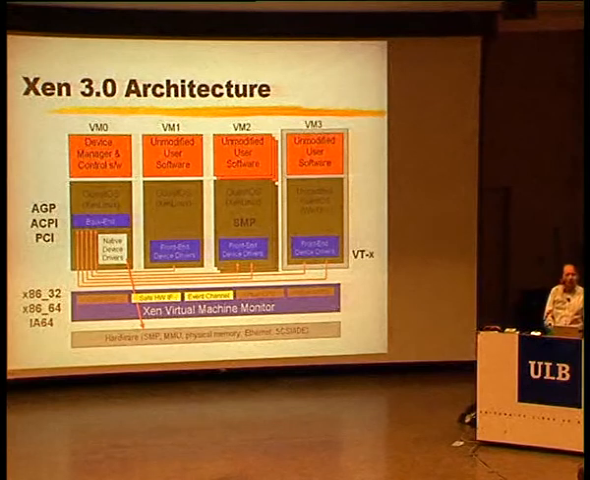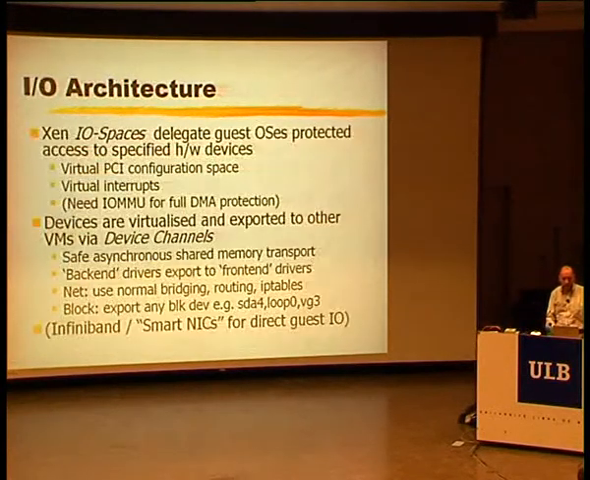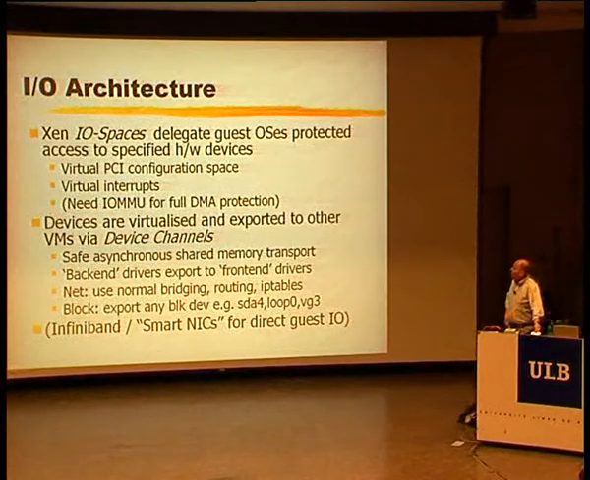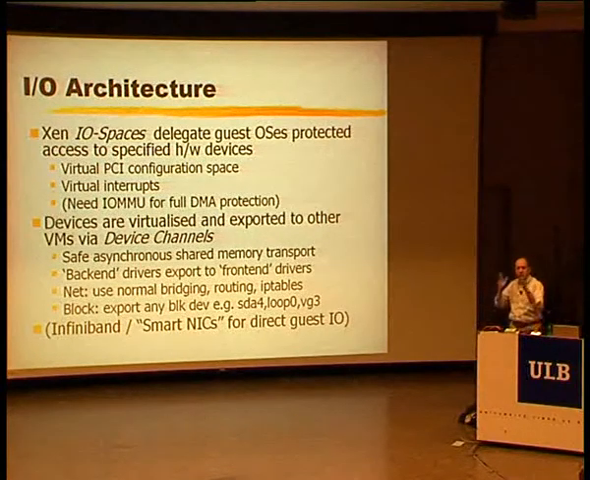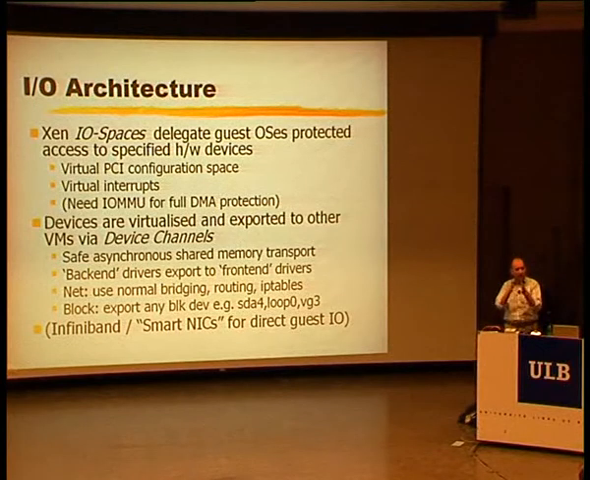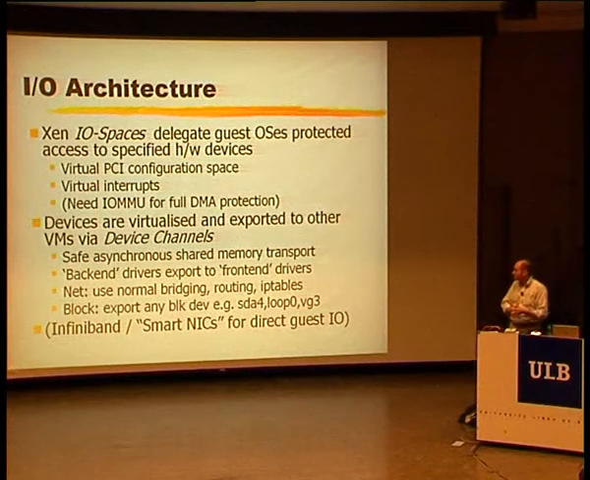So there's a performance hit associated with doing that. It's much better to port them to run natively on the platform. So looking at I/O again, we have these I/O spaces where we can assign to a given virtual machine access to specific devices. So we could specify a PCI bus path, and then that virtual machine, when it does its PCI bus scan, will see that device and then can use it natively.